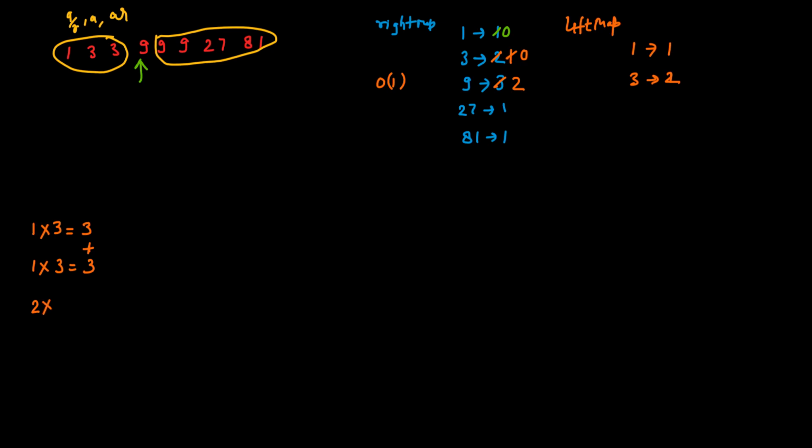And how many AR exist on the right hand side? AR is 27. So how many 27 are there? We'll look into this map. 1. So 2 into 1, which is 2. So overall we have 3 plus 3 plus 2. So far 8 combinations. So now move this cursor to here.